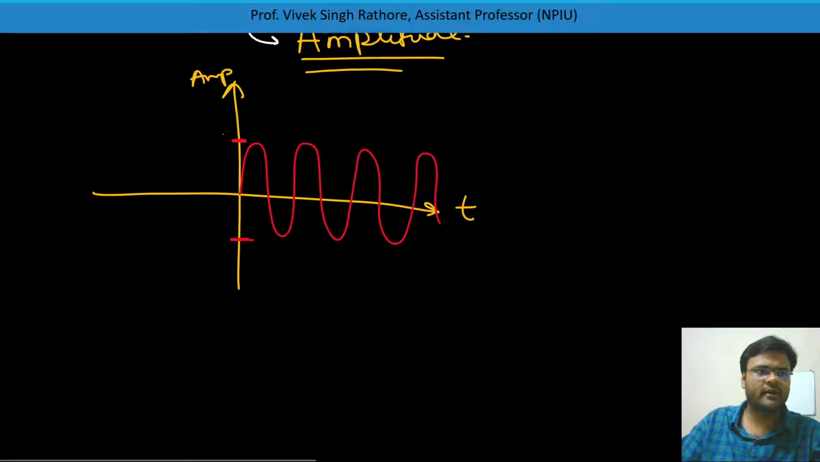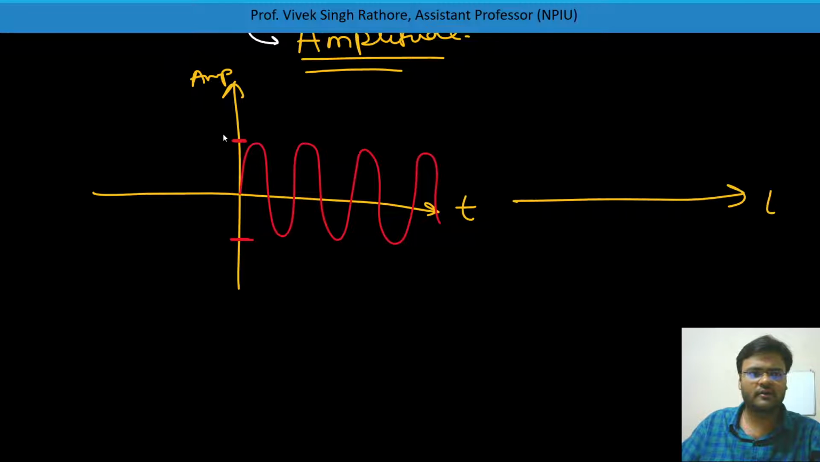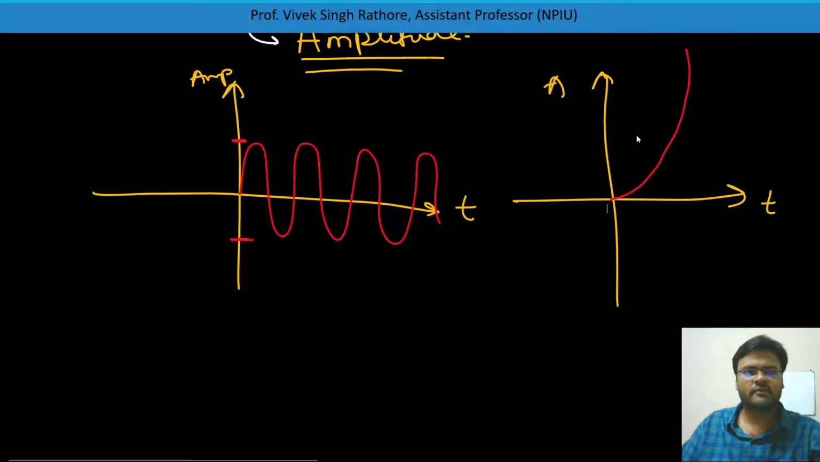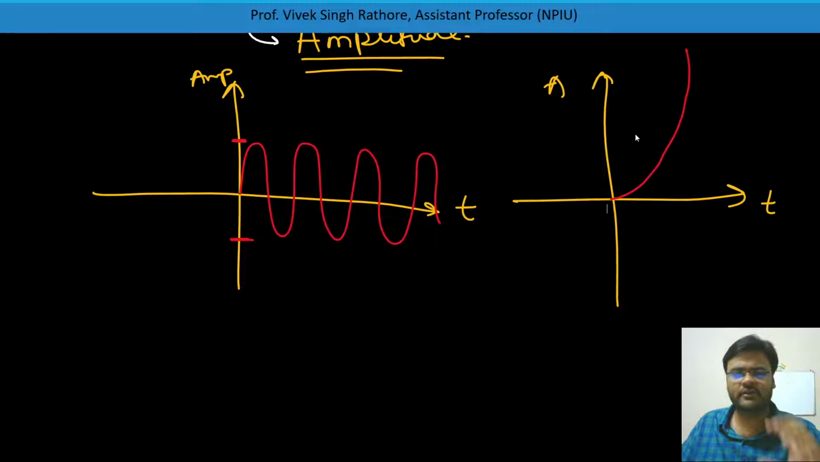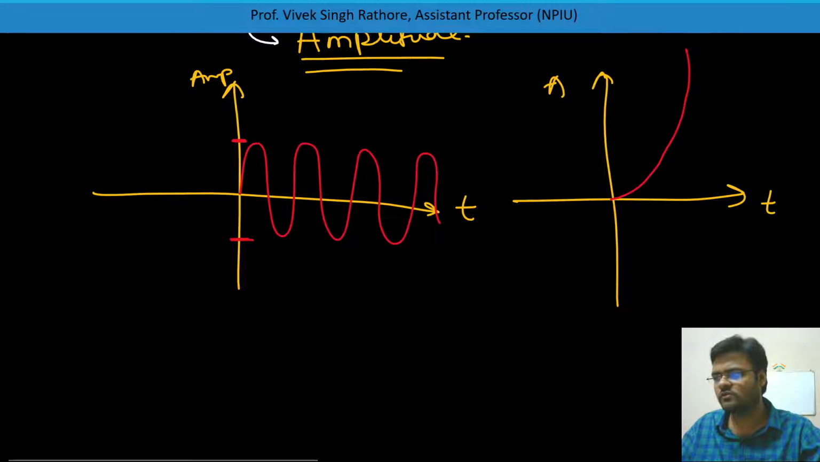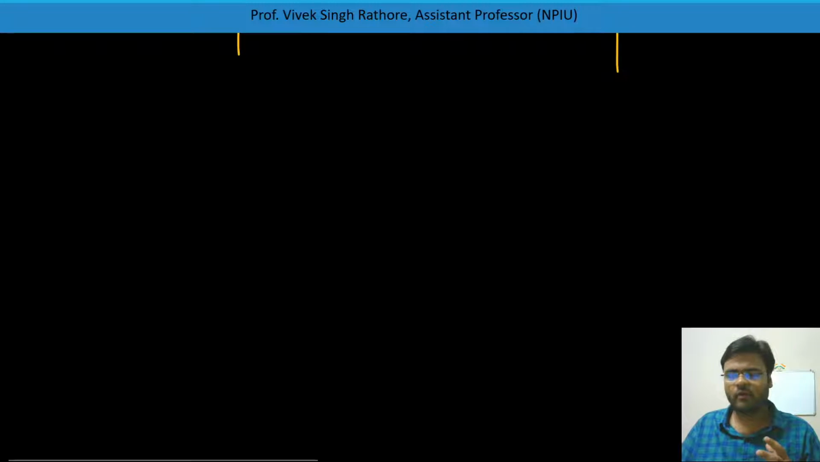Okay, and let's see one more signal, with t and amplitude axes, and one more signal, say this type of signal. Okay, this is not amplitude bounded. So a bounded signal means one which is defined for a fixed amplitude, and one which is not defined for a fixed amplitude is called an unbounded signal. So bounded or unbounded means your amplitude boundation.